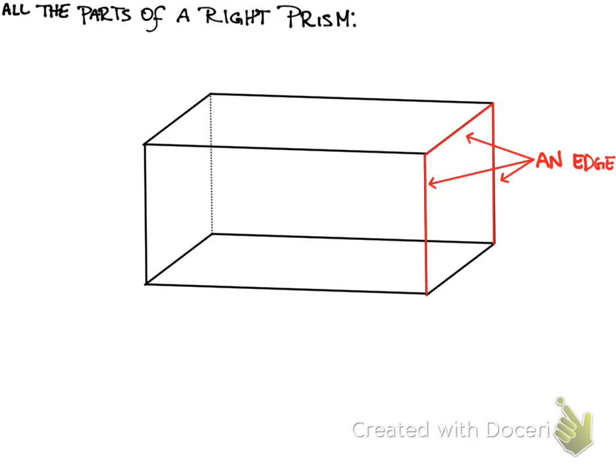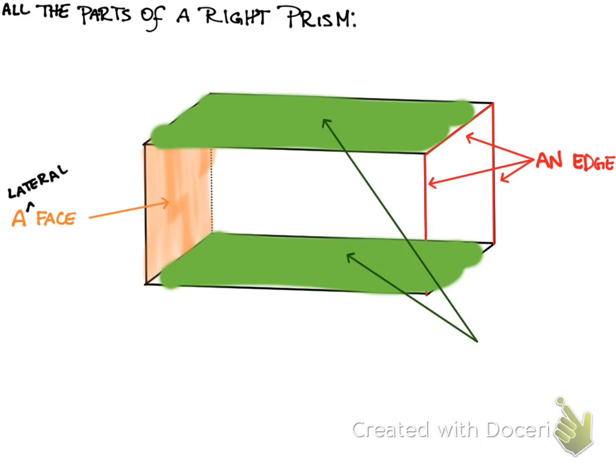Here are all the parts of a right prism. The edges are the lines that make up the shape. An enclosed shape, enclosed by the edges, is called a face. This particular face is a lateral face because it belongs to the side and not to the bases. These green parts are the bases. The blue dot is a vertex. It's where the edges meet. When two or more edges meet at a place, that point is called a vertex.